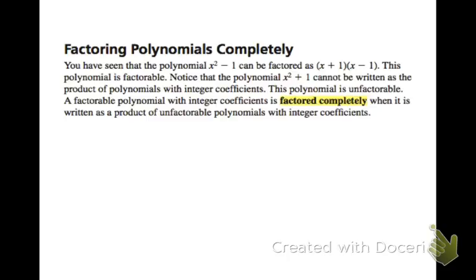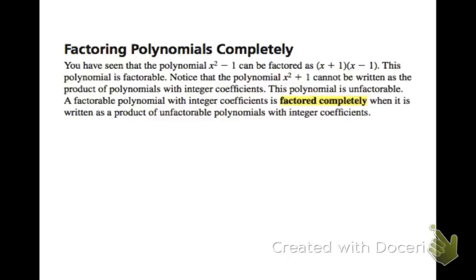So we've seen that the polynomial x squared minus 1 can be factored as x plus 1 and x minus 1. That is the difference of two squares. This polynomial is factorable, but look at this polynomial, x squared plus 1. It cannot be written as a product of polynomials with integer coefficients, so it is unfactorable. So in this case, this could be a binomial factor of one of our polynomials. So sometimes you'll get down and you might even be left with an unfactorable trinomial.